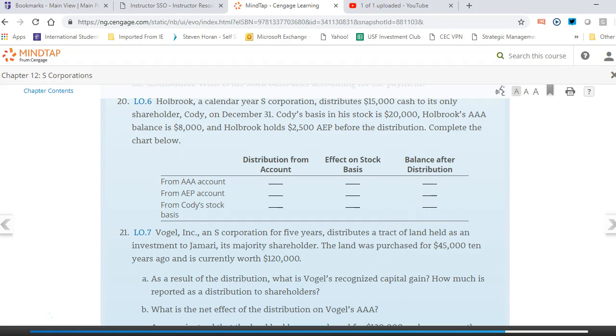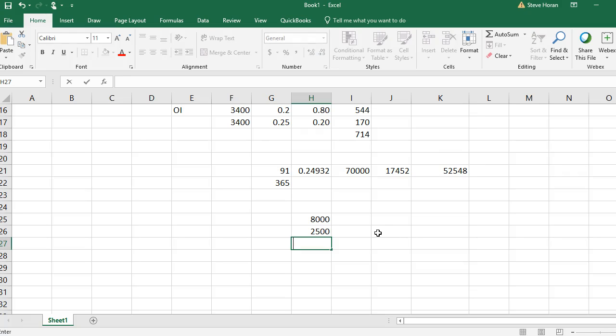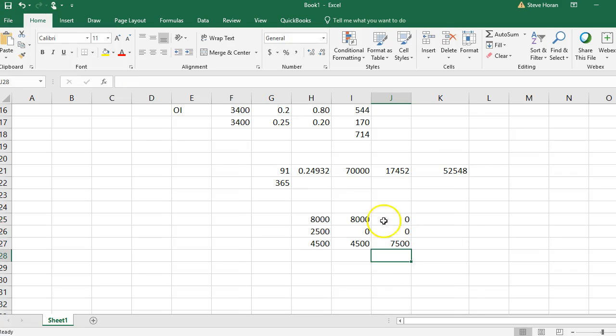So I'm just going to type in the numbers. Just imagine these three columns here, and I'll type in the numbers so you can see what they are. It becomes 8,000, 2,500, 4,500. The middle column, effect on basis, 8,000, 0, 4,500. And the balance after distribution is 0, 0, and 7,500. That 7,500 is the 20,000 basis minus the 8,000 minus the 4,500. That's the 7,500. So that's the answer for question 20.